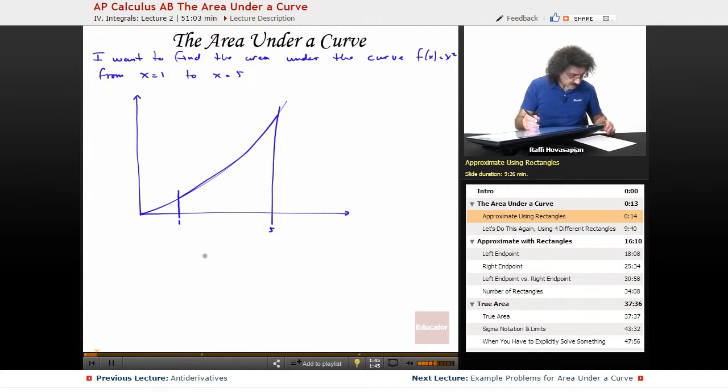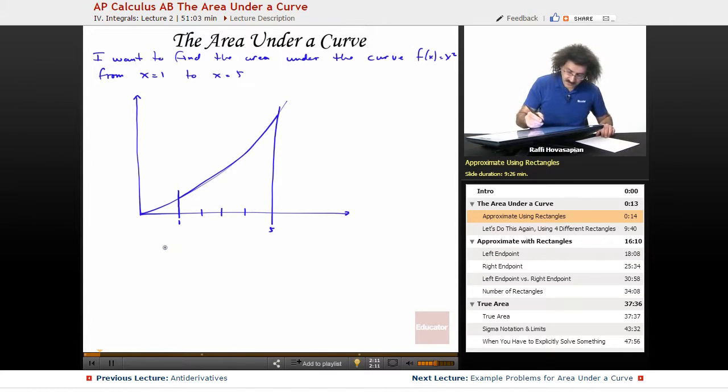So let's start and see what happens. The first thing I need to do is to choose how many rectangles I need to start with. In this case, I'm going to just start by approximating it with 4 rectangles. So I'm going to break up my domain into 4 sections. So this is my halfway mark, that's my halfway mark, that's my halfway mark. So I have 1, 2, 3, and I have 4. So now I'm going to draw my rectangles.